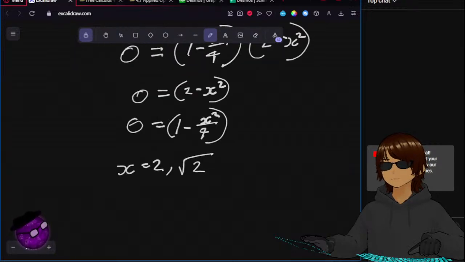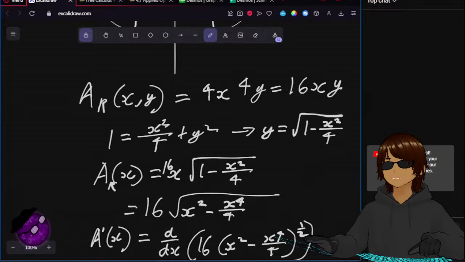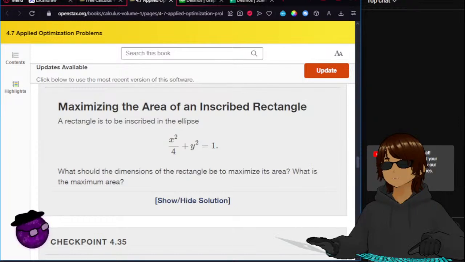Hmm. But wouldn't either of them work? If I put x is equal to 2 here, then I get 0. X is equal to root 2. I think the answer is root 2. X is equal to root 2.